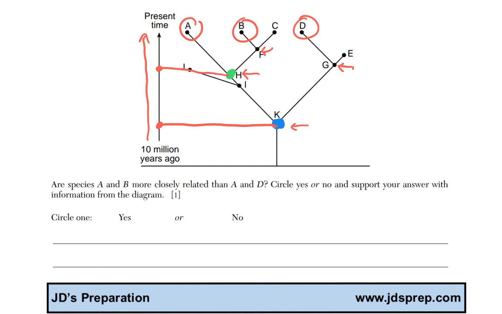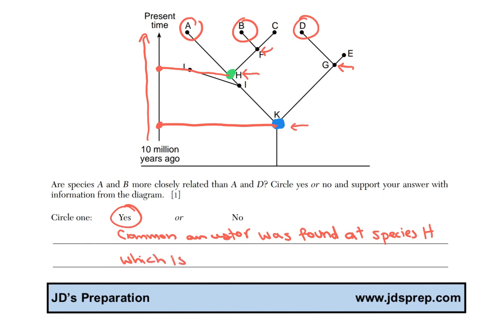So to answer the question, A and B are more closely related than A and D. And the reason for that is because the common ancestor was found at species H, which is younger than species K.